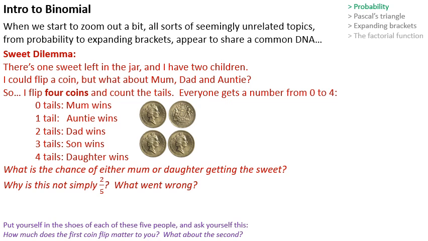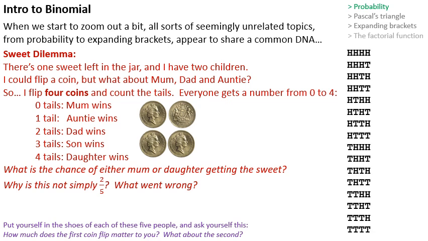But auntie, dad and the son, they don't care either way. I mean, perhaps if you're hoping for 3 tails, you'd quite like the first coin flip to be tails. But it doesn't matter if it's heads, because you can still get 3 tails from the others being tails. For dad, it really makes no difference. It can be whatever. Now, this is the complete list of all the possible outcomes.